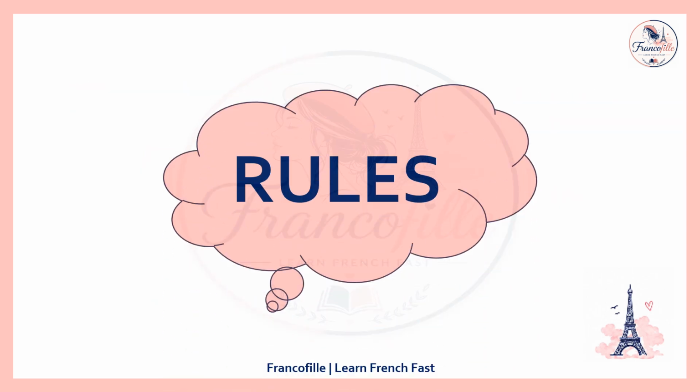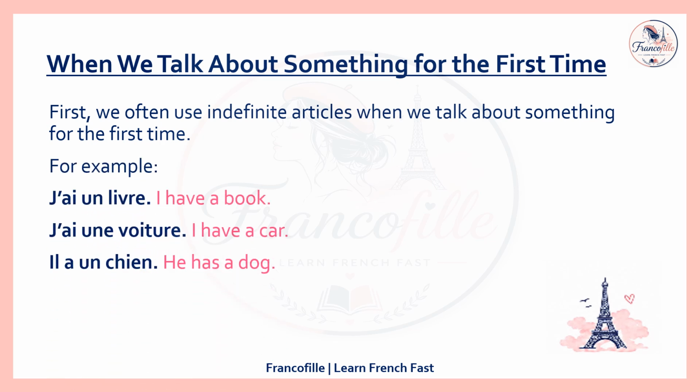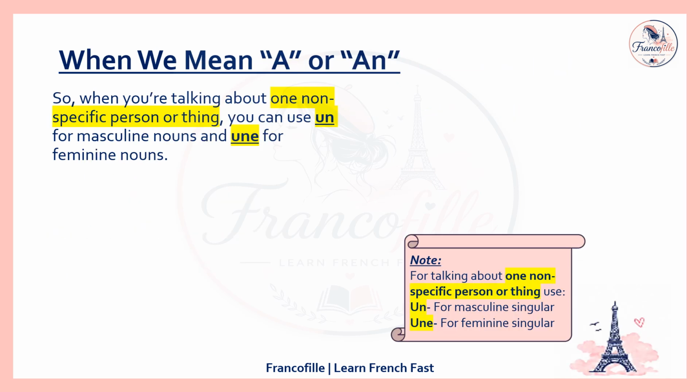Now, let's learn when we use the French indefinite articles. Let's understand the simple rules with examples. We often use indefinite articles when we talk about something for the first time. For example, J'ai un livre. J'ai une voiture. Il a un chien. So, when you're talking about one non-specific person or thing, you can use an indefinite article.